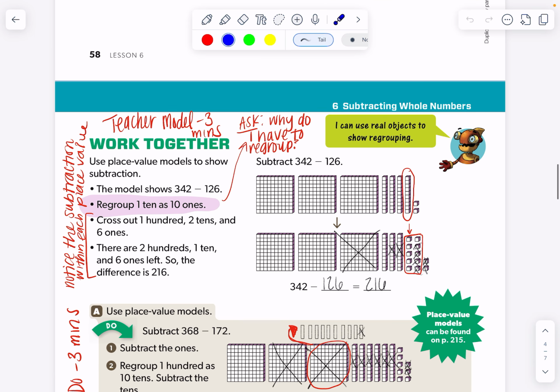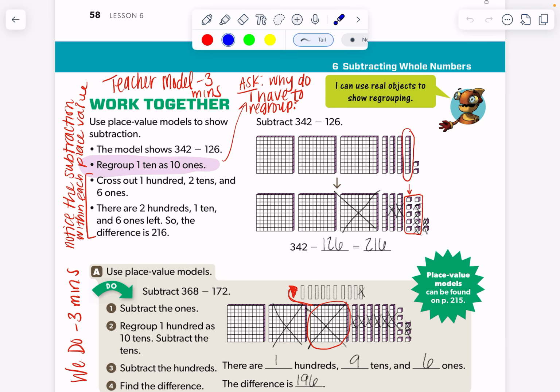And then from there, you are going to do a 3-minute model, again, just like yesterday, on how to use place value models to subtract. So in this particular question, we have 342 take away 126. What we realize is that in the ones place, we cannot take 6 away from 2 ones. And so we need to borrow from our tens and regroup this 1 ten as 10 ones, right? Then we have enough ones for us to be able to take 6 away from.